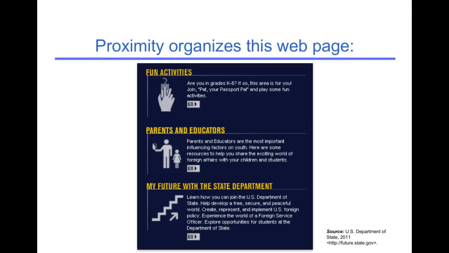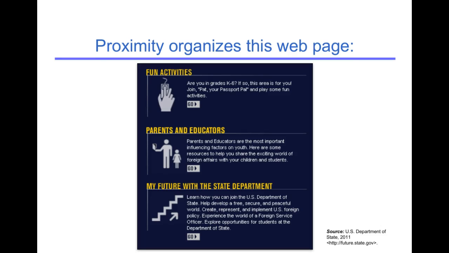Proximity organizes this particular web page, and the way that you can see that is there are several elements that tell you. There are lines under fun activities, and down the left side of the page there's a graphic, an image, and then next to that image is information. Are you in grades K through 6? If so, this is your area.